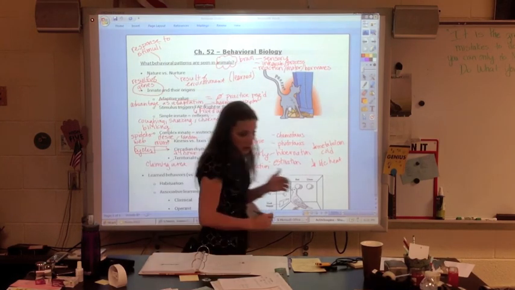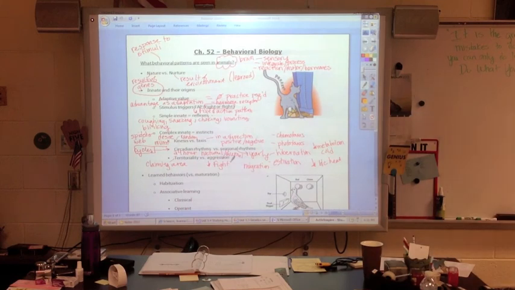Aggression, just real quickly, is going to decrease the likelihood of a fight. If you're able to scare the organism off, then you don't have to fight the organism and risk life and limb. So baring the teeth is an example of aggression.